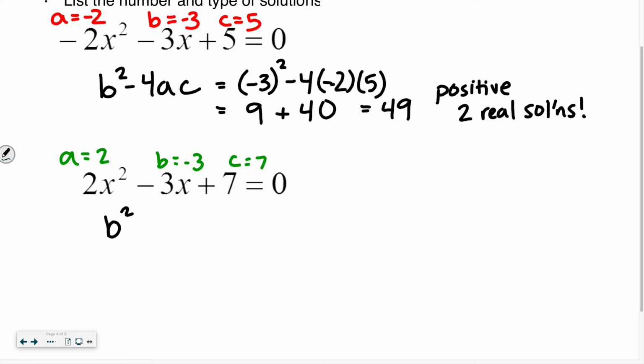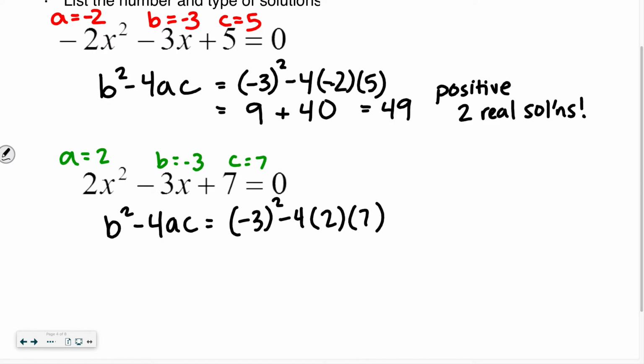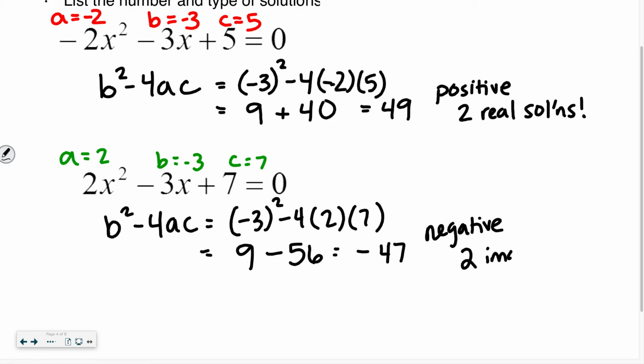And let's see if I can do b squared minus 4ac correctly on the first go here. Negative 3 quantity squared minus 4 times 2 times 7. So I would say 9. And then negative 4 times 2 is negative 8. Negative 8 times 7 is negative 56. 9 minus 56 is negative 47. What's really important about that is that you have a negative discriminant, which means you have two imaginary solutions.